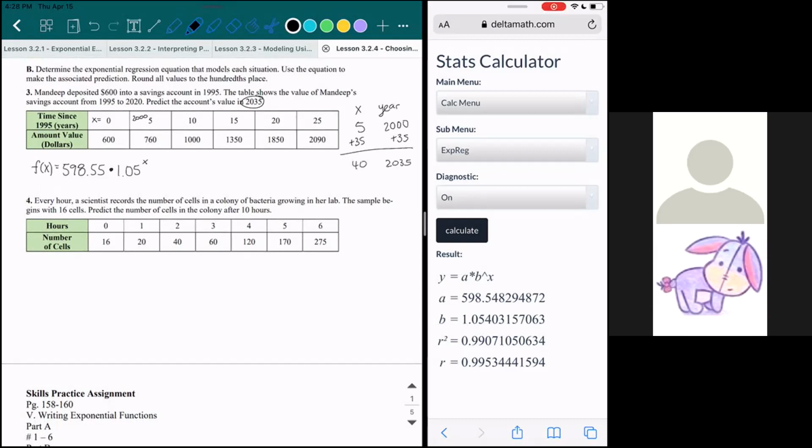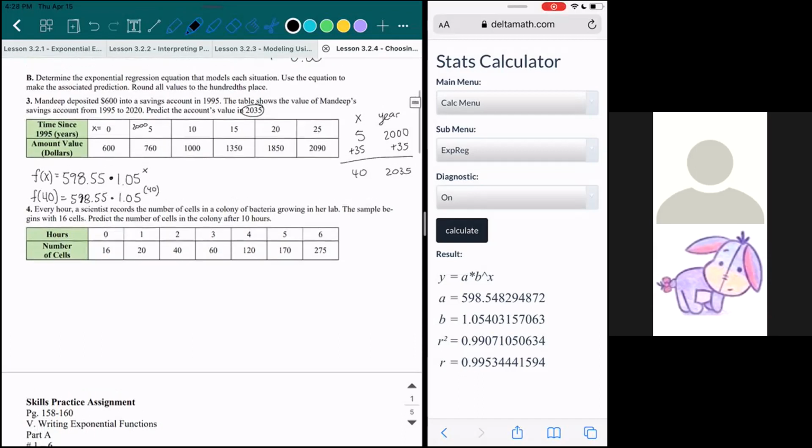So here's a little shortcut so you don't actually have to count all the way to 2035. We just need to add 35 years to when x is 5. So now our x value is 40, and this is the number we're going to plug in to our equation. So f of 40 is equal to 598.55 times 1.05 raised to the power of 40.